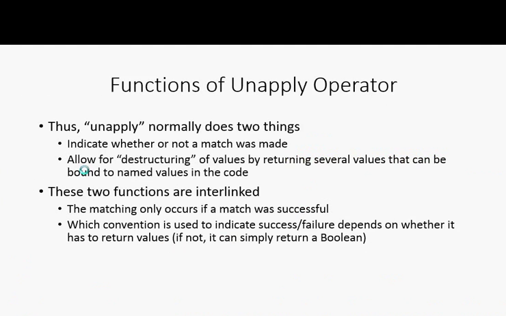Okay, so let's take a look at how this works. Again, unapply indicates whether or not a match was made. If a match was not made, it indicates false, or it's an empty option. If it matches, it's true, if it's a Boolean, or the option has some value in it. And then secondly, the value that it returns, the some, has several components that are then bound to named values in the code.